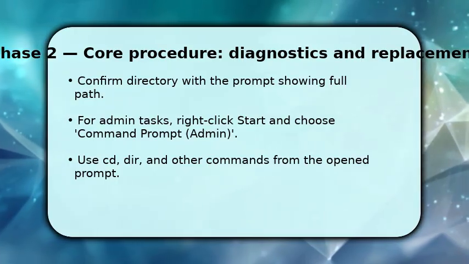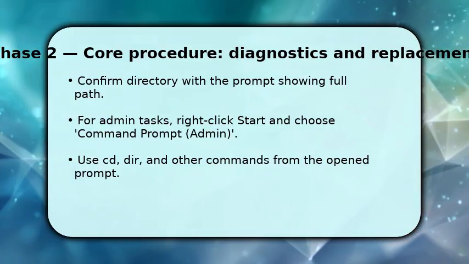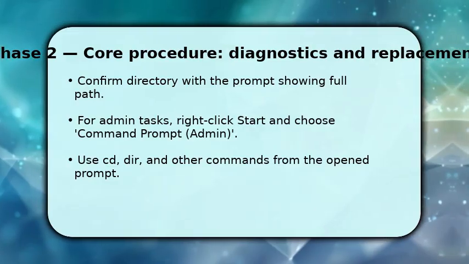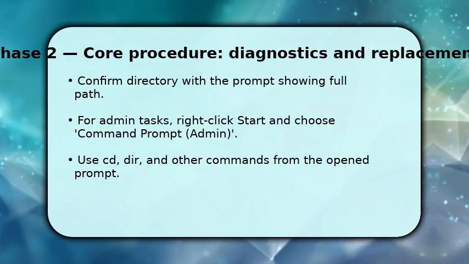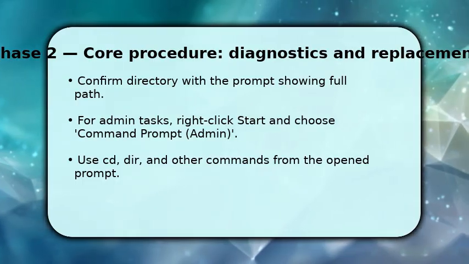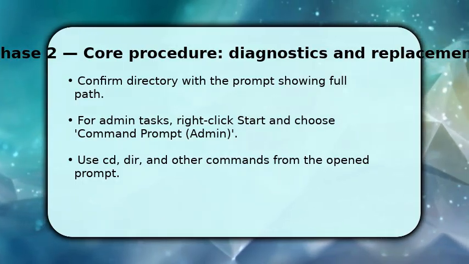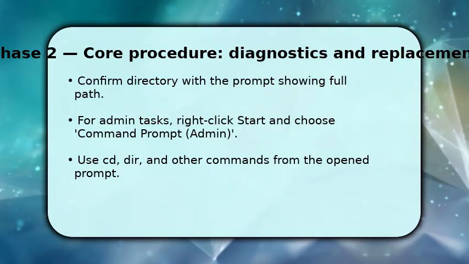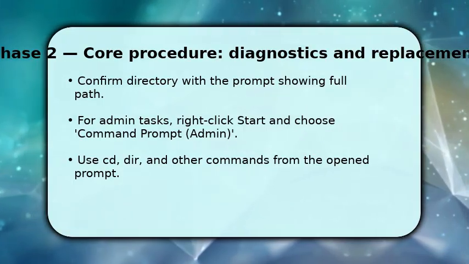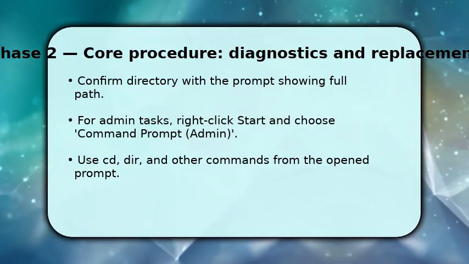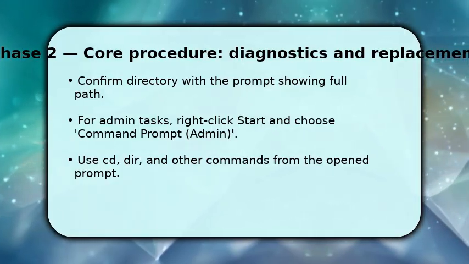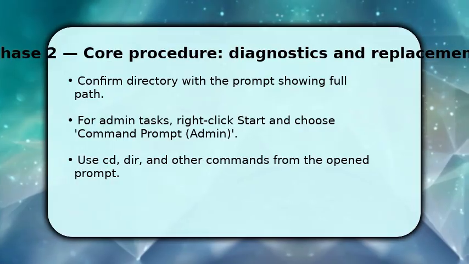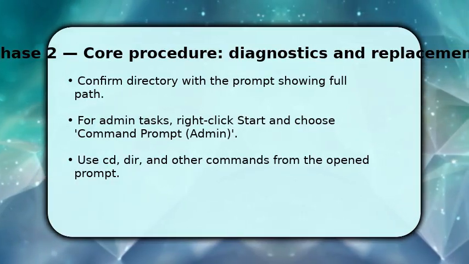Now run the commands you need. CD to change subfolders, dir to list files, or run scripts by name. If you need elevated rights, close this window, then open an elevated prompt. Press Start, type CMD, right-click Command Prompt, choose Run as administrator, then manually navigate or run pushd with the full path. Make sure to use exact file names and quotes if paths contain spaces.